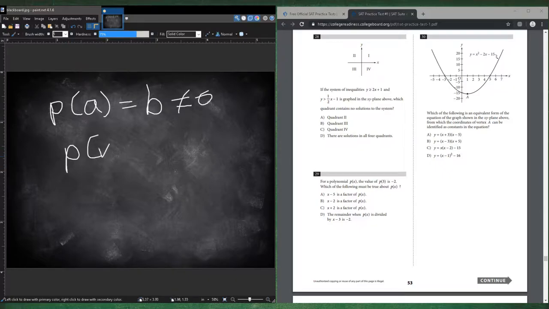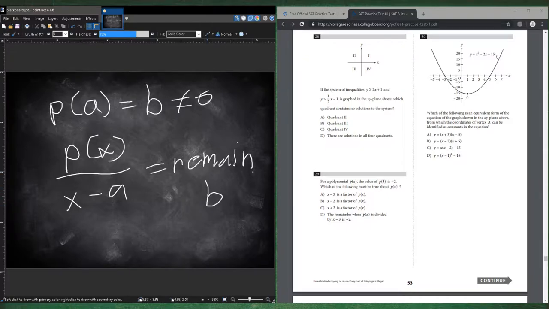then P of x divided by x minus a has a remainder of b, so that's what it says. So P of 3 is equal to negative 2. So when P of x is divided by x minus 3, the remainder is negative 2. So which is answer D.